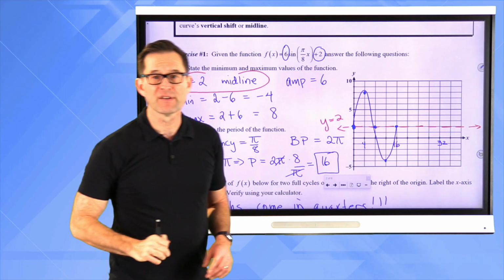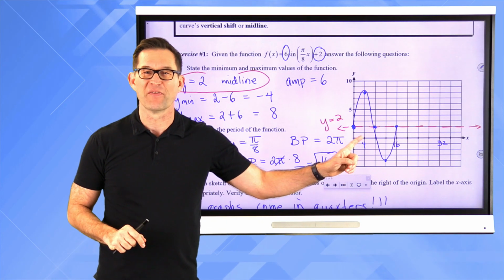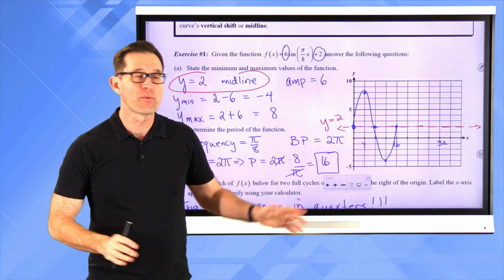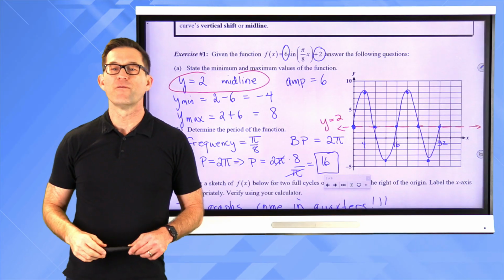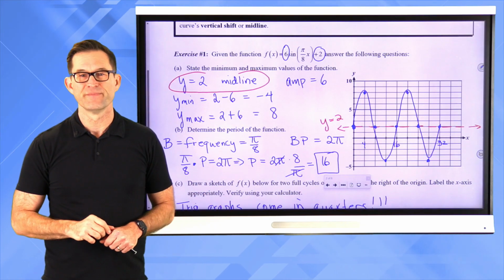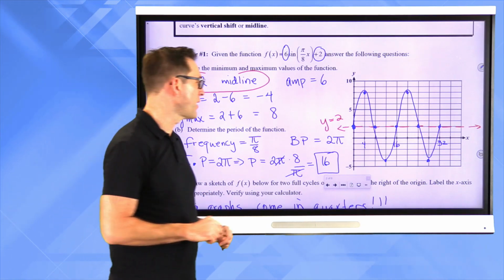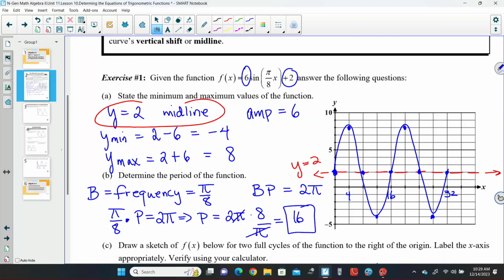That's about as good of a graph as I can get, even though I missed it right there. Now let me go through the rest of it pretty quickly. Another 1/4 of a cycle over at the max, back to the mid, back to the min and the mid. And I'm done. And there's my 2 full cycles. Let's verify using our calculator really quickly. All right, let's bail out of here.